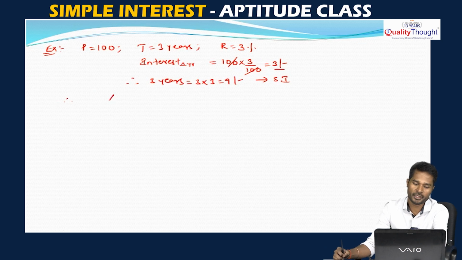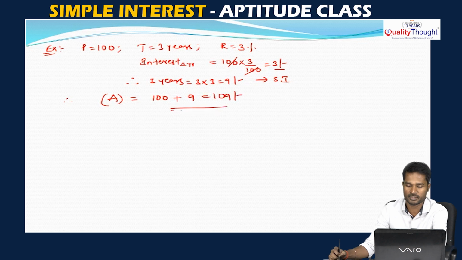So the total amount I need to pay to my friend after 3 years is nothing but the principal amount I have taken, which is 100, plus extra I need to pay 9 rupees as the interest. So the total amount I need to pay to my friend is 109 rupees. So this is a basic calculation. This is how the interest will be calculated.